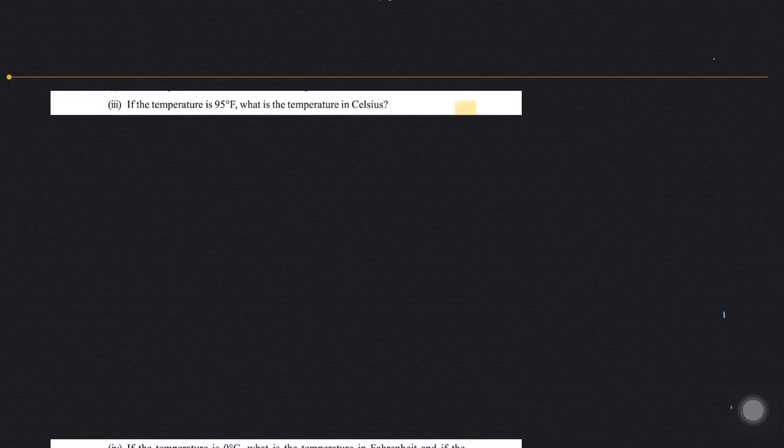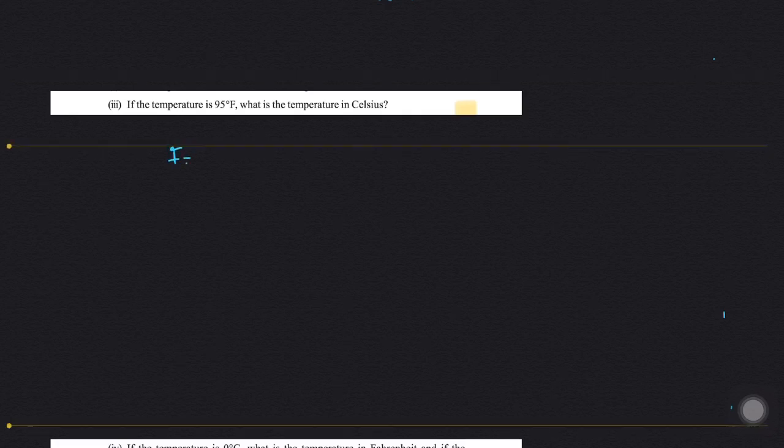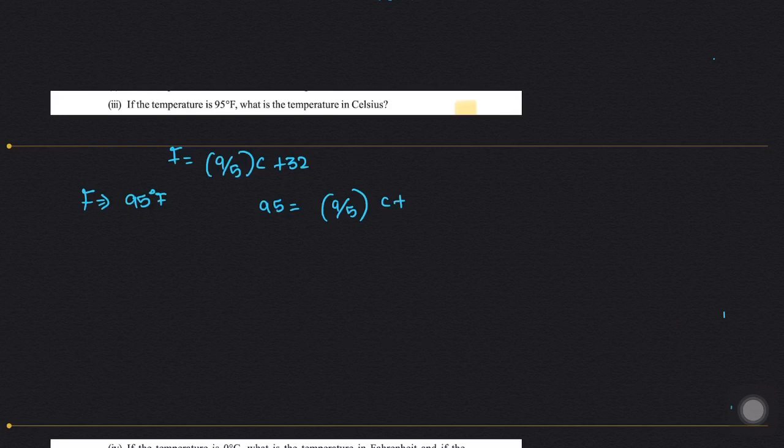The next one, the reverse process. If the temperature is 95 degrees Fahrenheit, what is the temperature in degrees Celsius? The same for the reverse process. The given formula: F is equal to 9 by 5 times C plus 32. Just replacing F with 95 degrees Fahrenheit, that means 95 is equal to 9 by 5 times C plus 32.